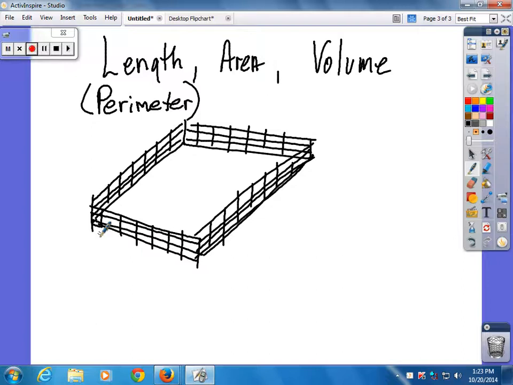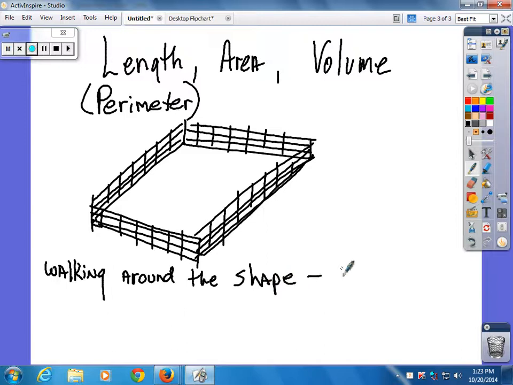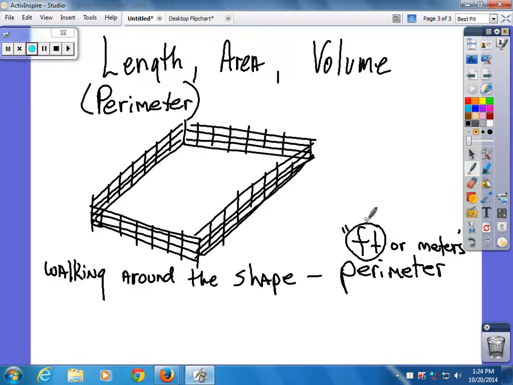Anyway, so perimeter is basically walking around the figure. Walking around the shape. How is it measured? It's measured in whatever you want to measure it in. Feet, meters, most of the time it's feet and meters. Feet or meters, and most of the time in the U.S. it's feet.